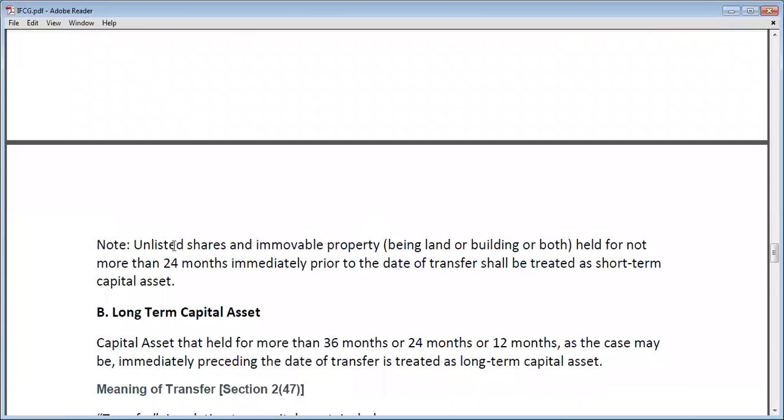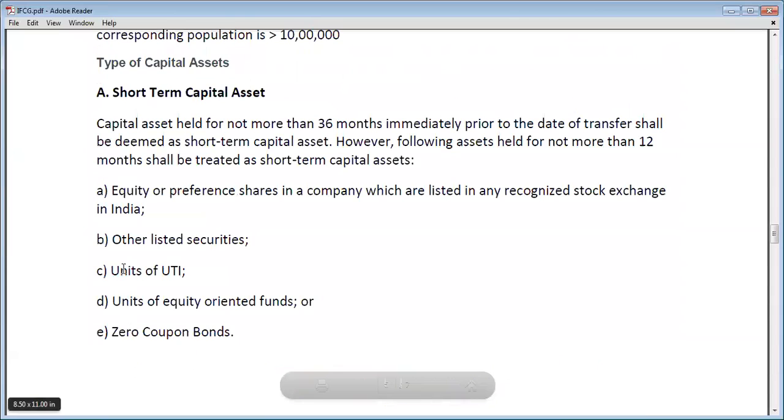There is a note. Unlisted shares and immovable property, being land or building or both, held for not more than 24 months immediately prior to the date of transfer shall be treated as short-term capital assets. So if there is any unlisted share, we talked about listed shares here.